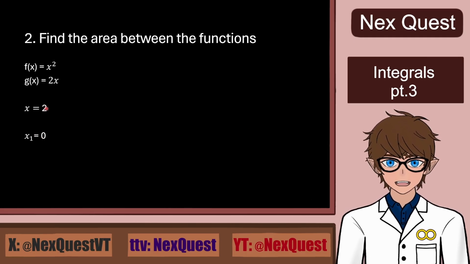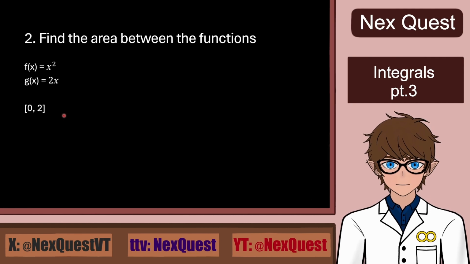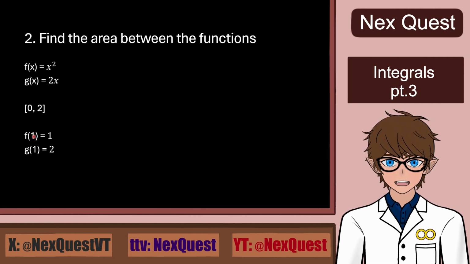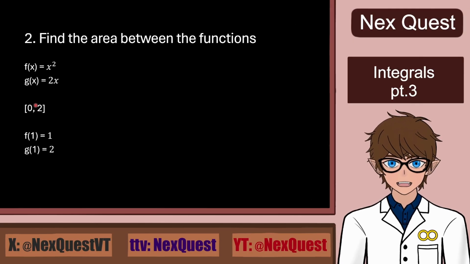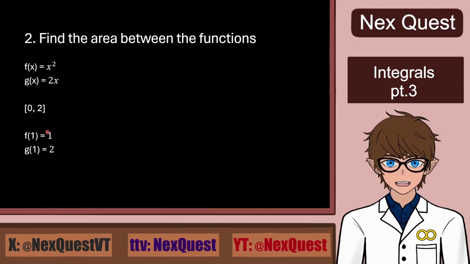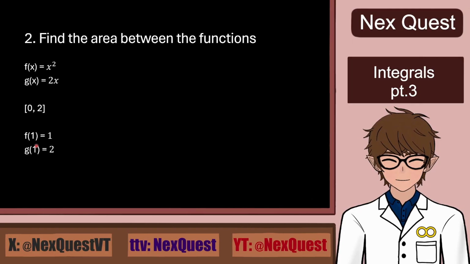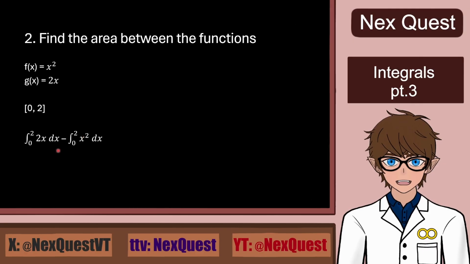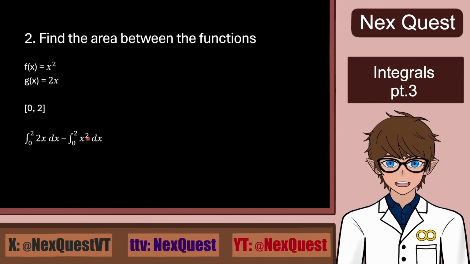So we're doing the same thing, equal the functions. The first x is 0, the second one is 2. We set our interval and determine which one is above and which one is under. We insert 1, which is in the center. We get that f of x gives us 1, g of x gives us 2, so g of x is above, so it's going to be first again. Between 0 and 2, we insert the functions into the formula.